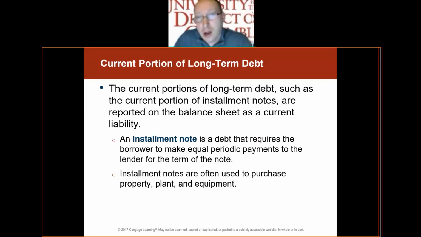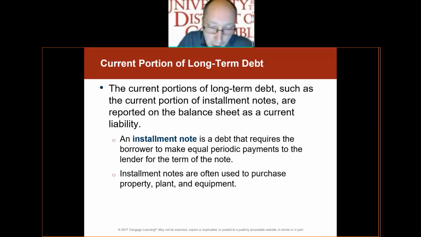Let's talk a little bit about long-term debt. Long-term, as you know, is greater than 1 year. With a long-term debt, or long-term note, we also call these installment notes. With an installment note or a long-term note, there is a current portion of that long-term debt. Now, as you know, current means 12 months or less. Long-term is more than 12 months.